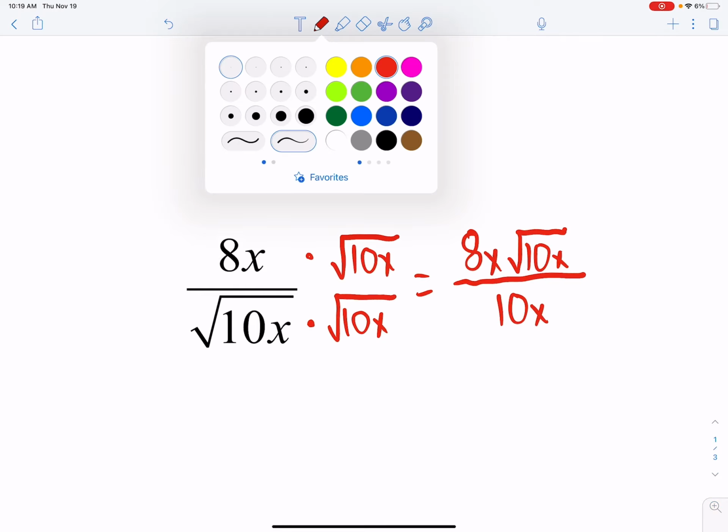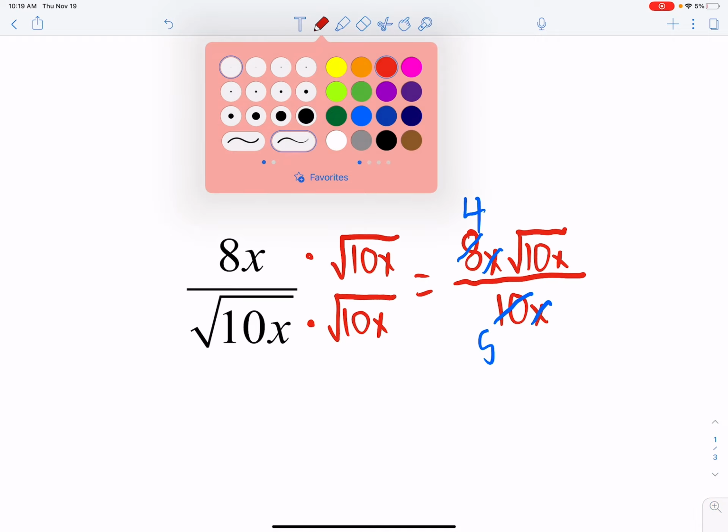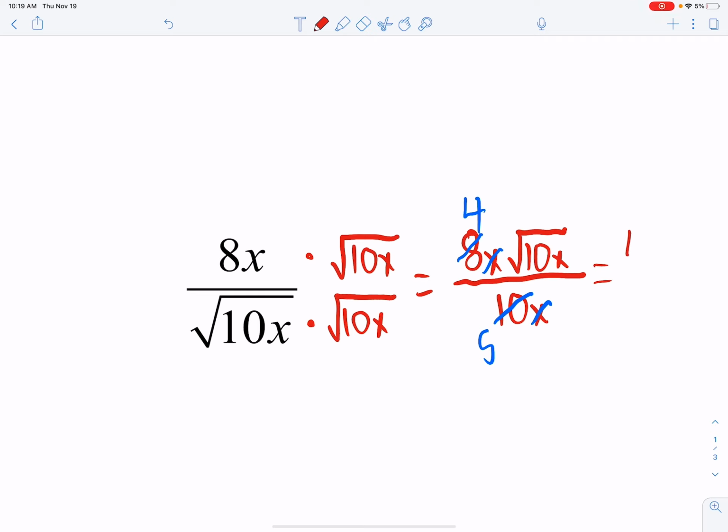Now, one thing I notice on this one, we've got an x on the top and the bottom. They cancel each other out completely. We also have 8 and 10 on the top and the bottom, which we can reduce. Those are both divisible by 2. 8 divided by 2 is 4. 10 divided by 2 is 5. So our final answer for this one is 4 square root of 10x over 5, like that.